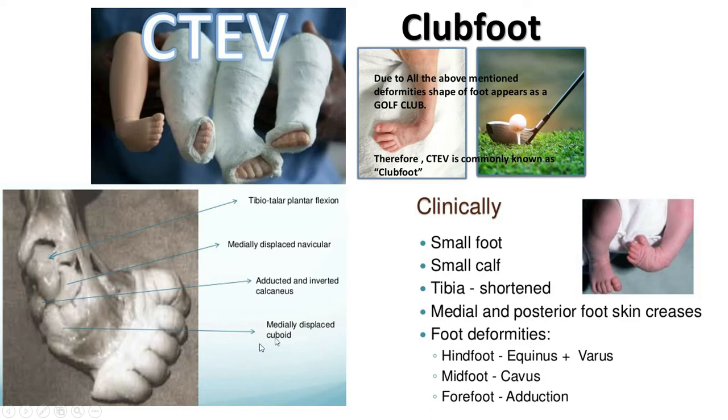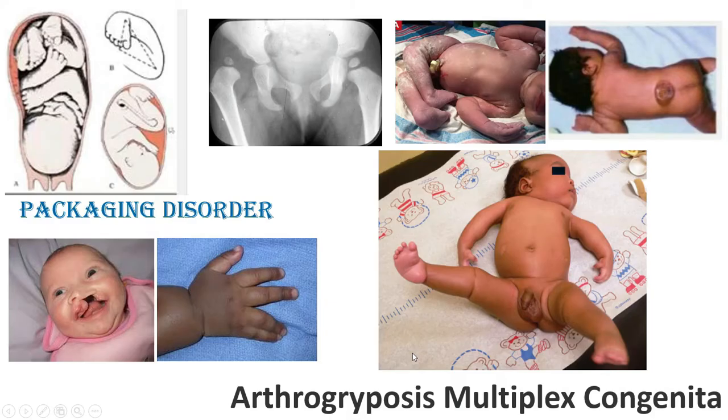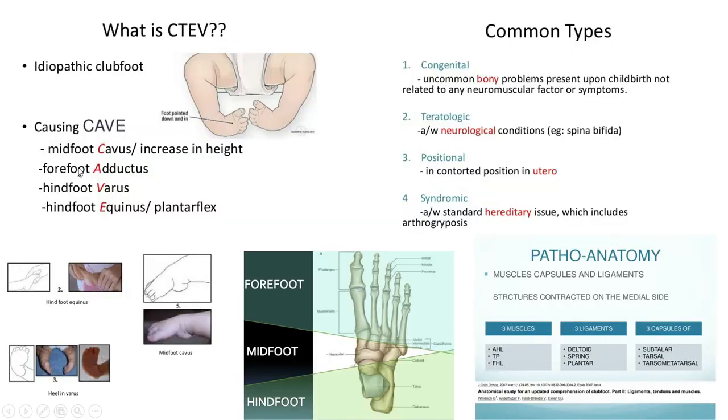It's called packaging disorder. Packaging disorder means, in case of a nulliparous uterus or in case of oligohydramnios, there will be very little space for development of the limb bud. As a result, the deformity of the foot occurs. This is called packaging disorder. Now, firstborn female child is the most commonly affected by this CTEV, and generally congenital CTEV is characterized by being bilateral.